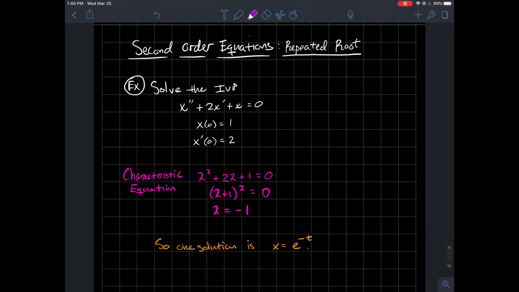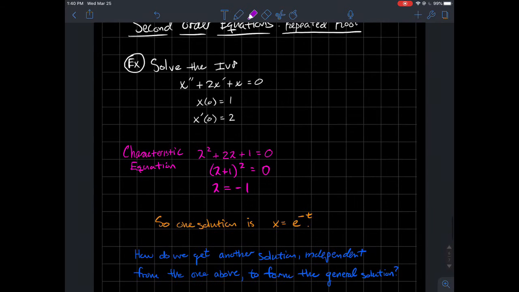We got a problem though. How do I get another solution in order to talk about what the general solution should be? Thus far, when we've been solving these things, we've usually had two different exponential functions that characterize what the general solution to one of these second order equations looks like. So what's the trick? How do we get another independent solution in order to put the general solution together? So what do I couple with e to the minus t?